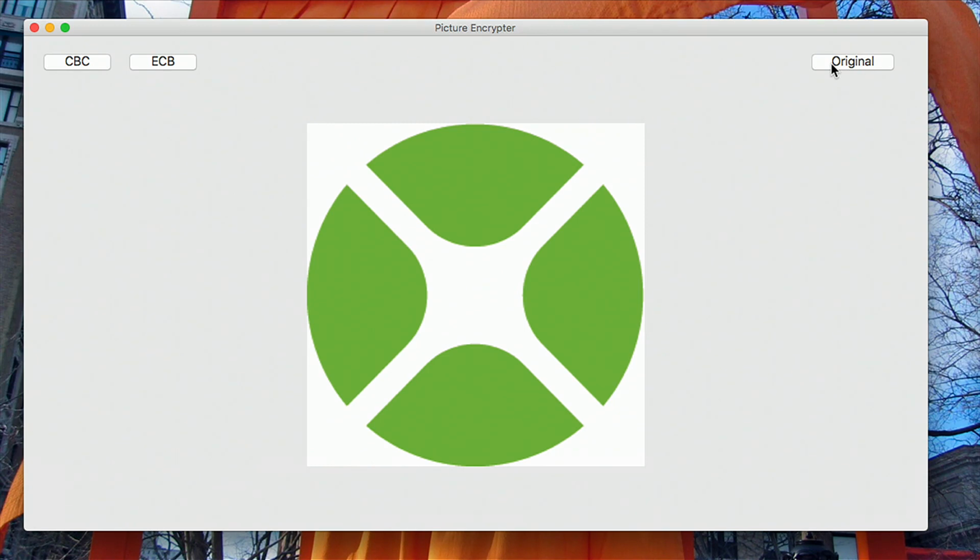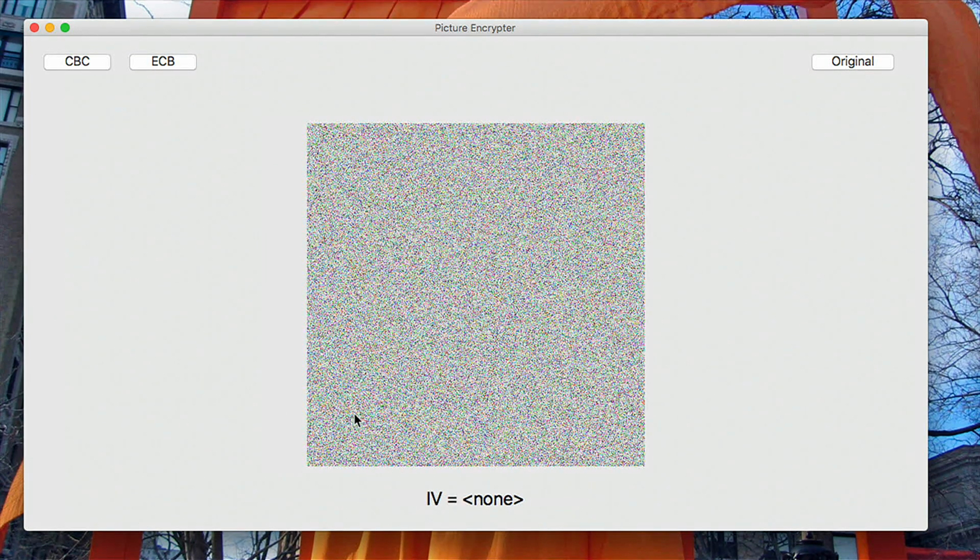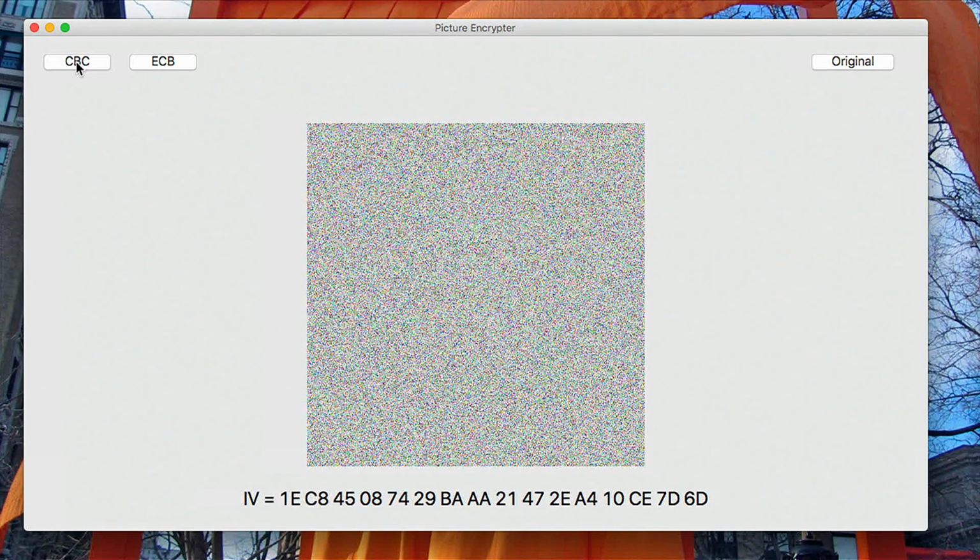You want to make it as difficult as possible for a bad actor to glean anything about the data, and that will help. Going back to CBC, you notice down here it says IV none. This is not a supplied initial vector. So actually, this very first block of data, you could probably tell, is the same as the ECB encryption. Yeah, but every time I press it, it actually picks a new initial vector.